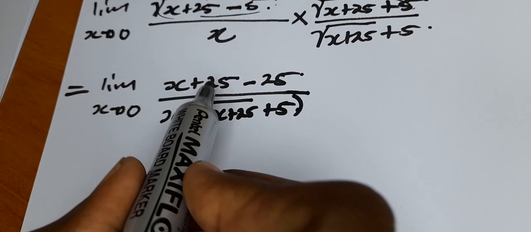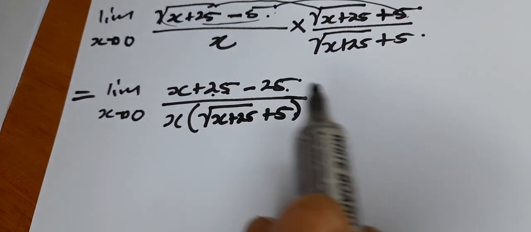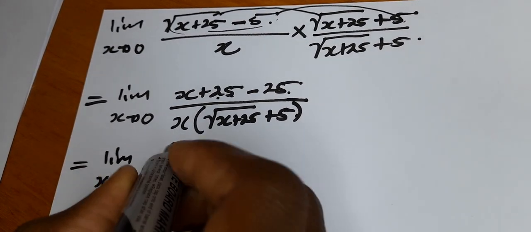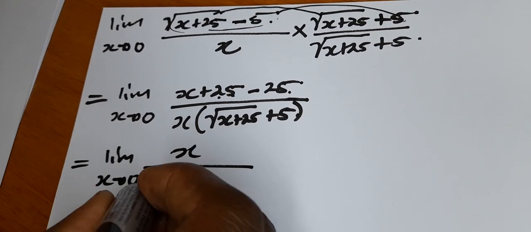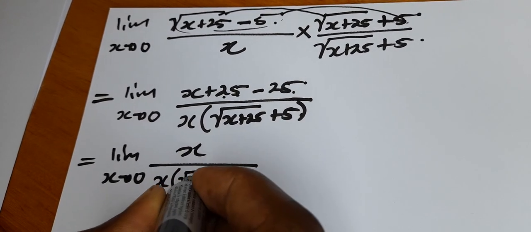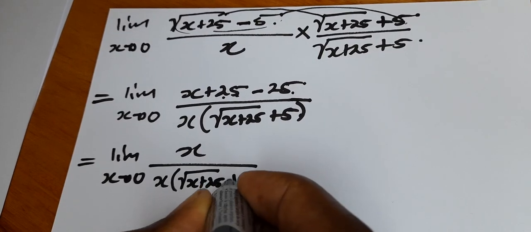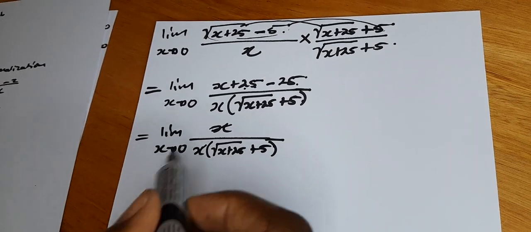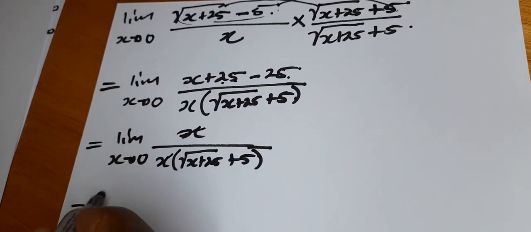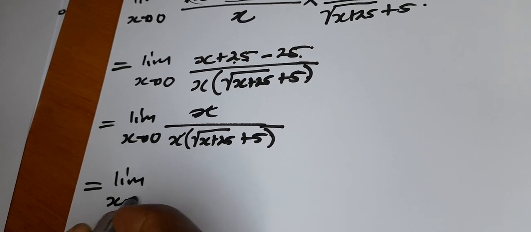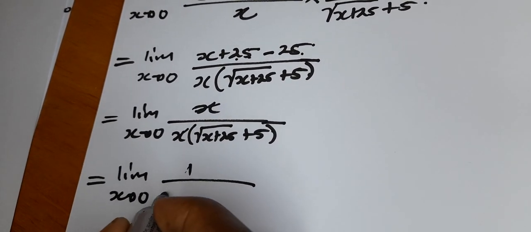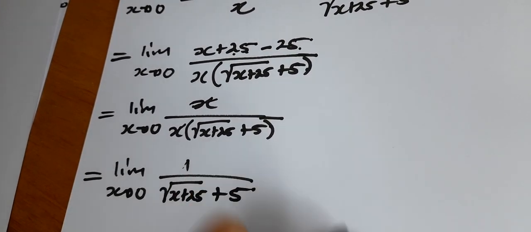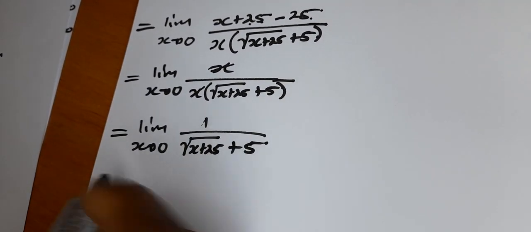Now you can see we have 25 minus 25 is equal to 0. Then this is equal to the limit as x approaches 0 of x over x times the quantity square root of x plus 25 plus 5. Now you can see this x will cancel that x. Then this will be equal to the limit as x approaches 0 of 1 over the square root of x plus 25, plus 5. From here, you can distribute your limit.